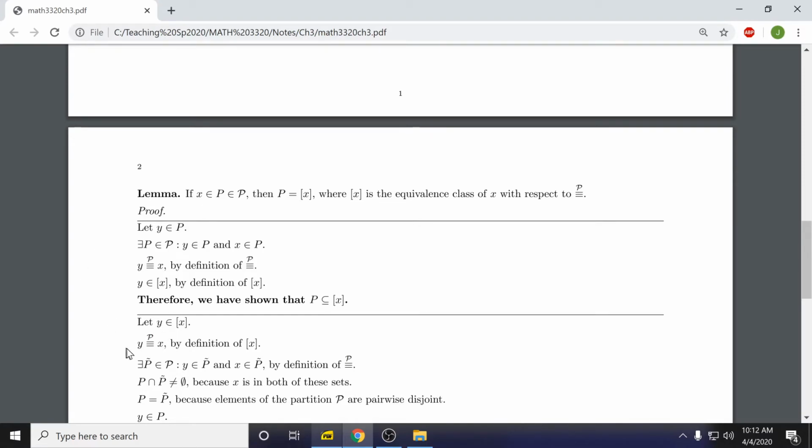Well, if Y is in bracket X, Y is related to X. And if Y is related to X, there's got to be a partition element that Y is inside of and that X is inside of. Now, again, a priori, we can't just assume that that partition element is the P that we started with up here. Hypothetically, it could be a different one. So what I'm saying here is there exists a P tilde in script P such that Y is in P tilde and X is in P tilde.